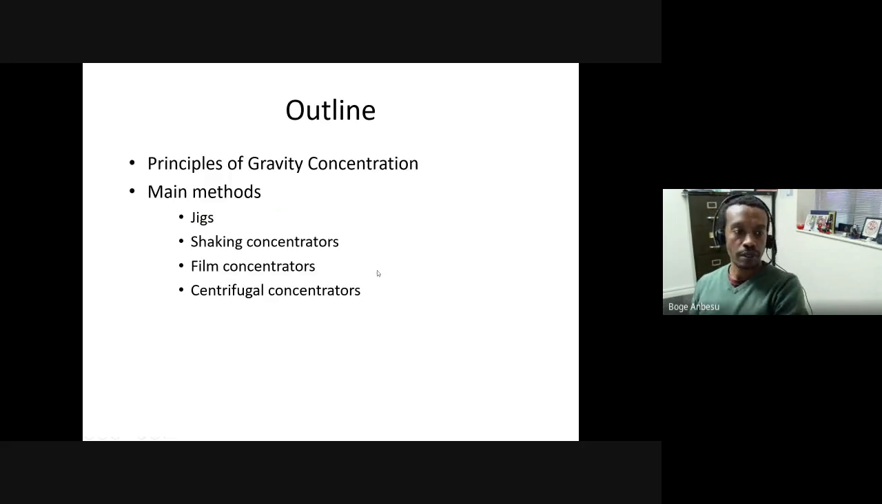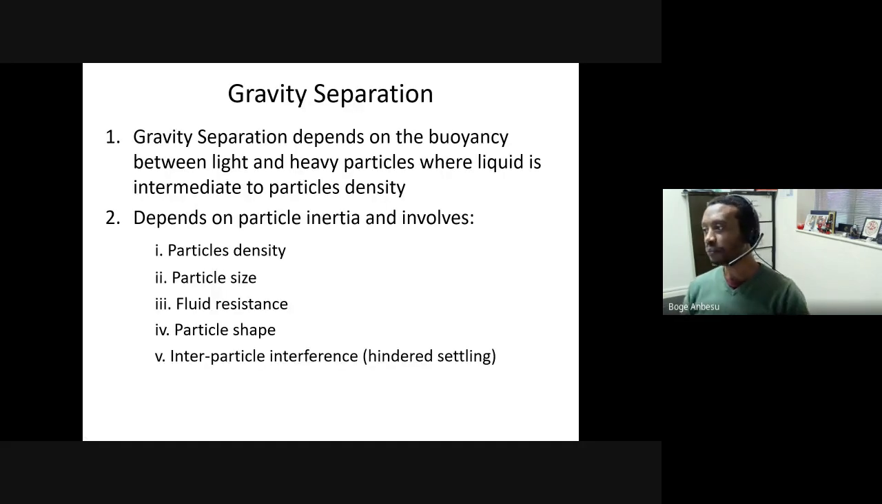So in today's lecture, we'll talk about some common gravity separation methods and also some of the basic principles involved in gravity separation. As I mentioned, you probably are familiar with jigs, shaking concentrators, film concentrators, and centrifugal concentrators. In any case, I will touch on each of them as we go along in this lecture. As I said, the whole point of gravity separation is we know some valuables are concentrated in the heavy part and most waste is light, so it is possible to separate them under the influence of density or specific gravity.